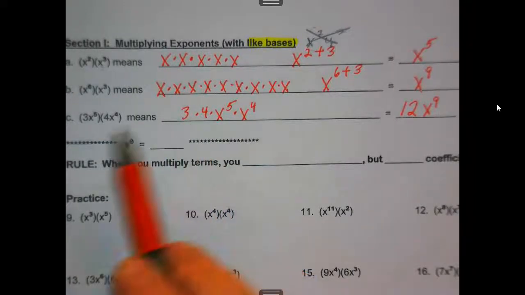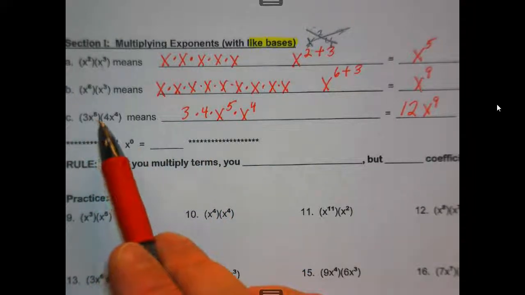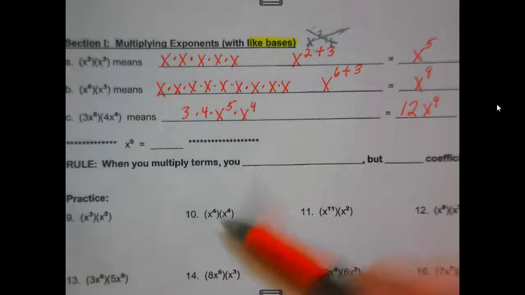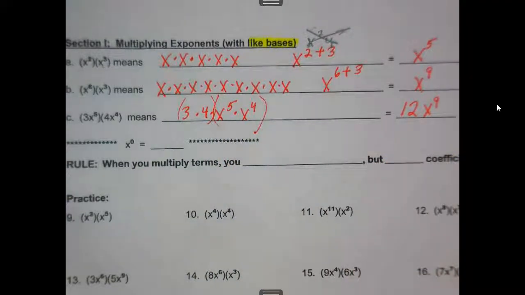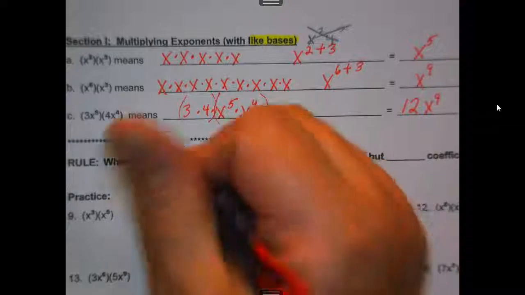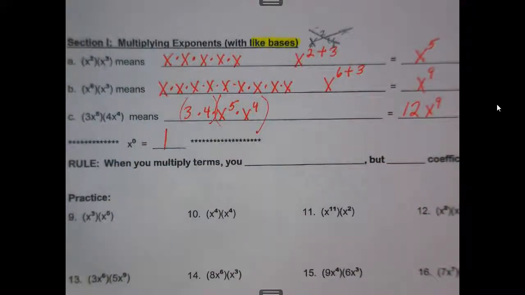Sometimes, especially when these problems get a little more complicated, it's easier just to group these by their likeness. What's anything raised to the 0 power? Not 0. 1. Who said 1? Good job. Anything raised to the 0 power is 1.